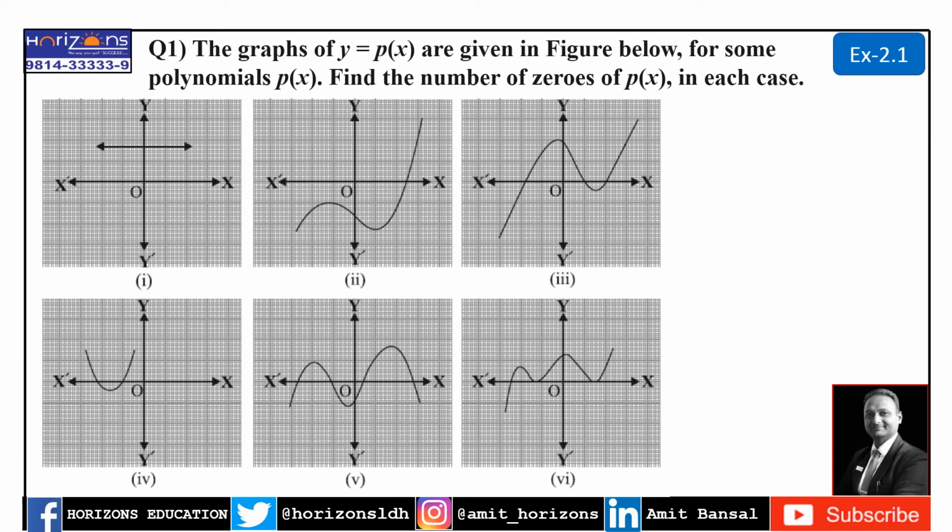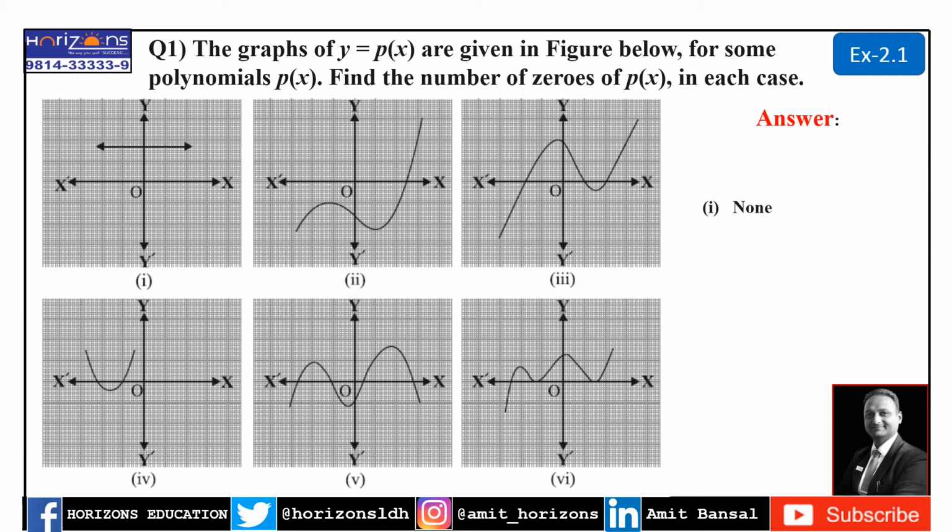So let's do the first question of exercise 2.1. The graphs of y is equal to p(x) are given in the figure below for some polynomials p(x). Find the number of zeros of p(x) in each case. Right. So let me again remind you, the zeros of a polynomial p(x), geometrically speaking, are the x coordinates of the points where the graph of the polynomial intersects the x-axis. Right. So keeping in mind this, let's start doing this question.